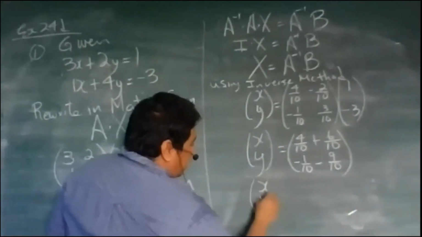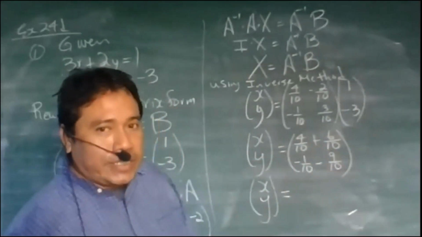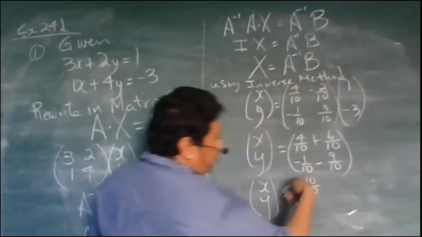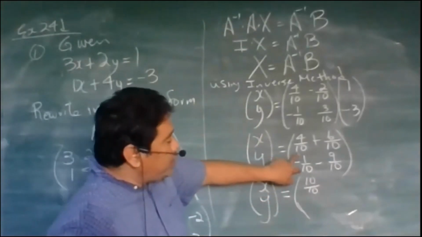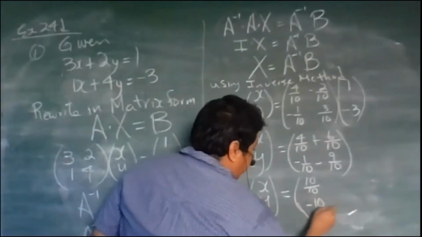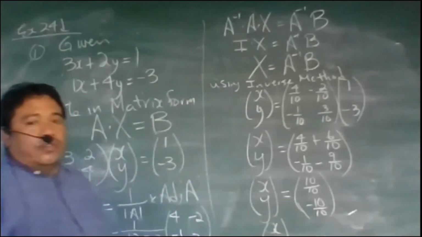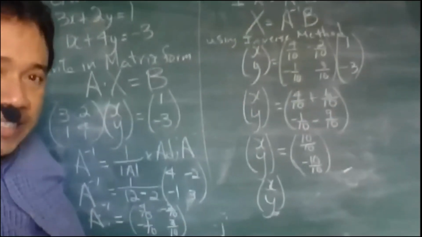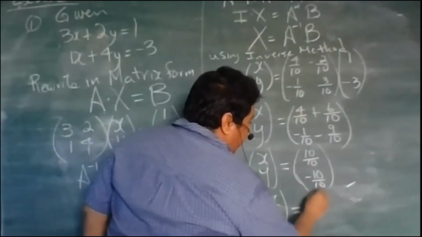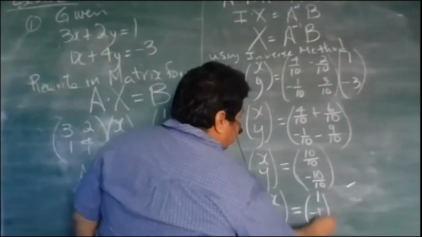Giving me x and y is equal to 4 plus 6 is 10, so that's 10/10. And on the bottom, -1/10 minus 9/10, so -1 minus 9 is -10/10, which you should know by now. When I cancel, 10 divided by 10, I get 1. And when I cancel -10 divided by 10, I get -1.